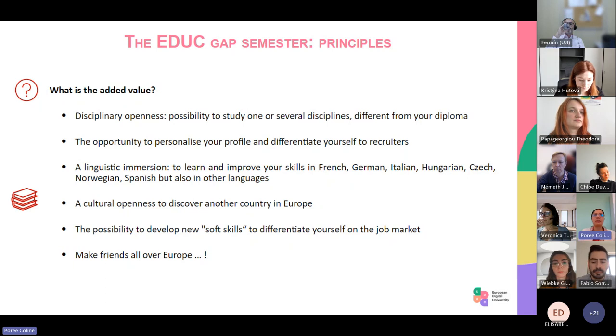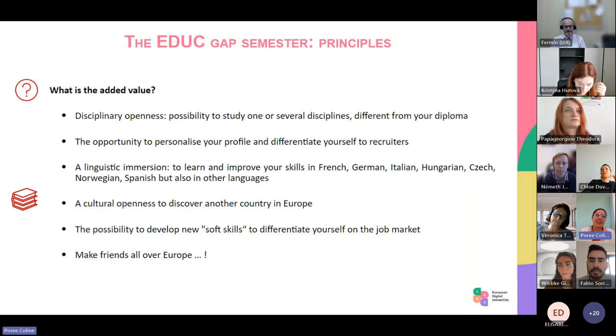And obviously, as with any physical mobility, it also provides you with linguistic immersion so that you can learn and improve your skills in any of the languages of the Alliance, and we have many, and also in other languages that you might be able to learn at our language centers locally. It also allows you to discover another country in Europe and to develop new soft skills, to differentiate yourself on the job market later on.